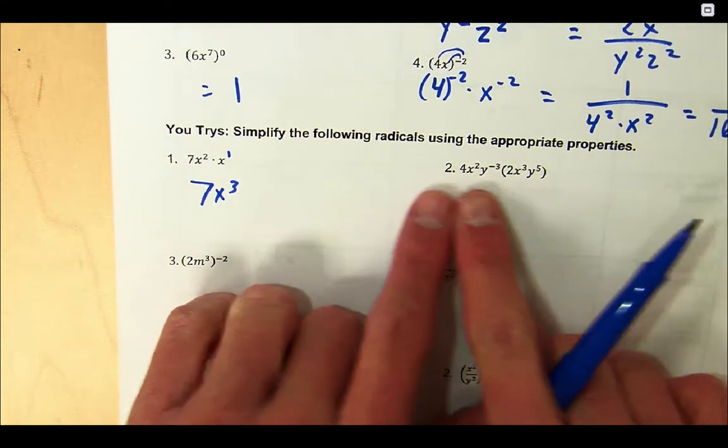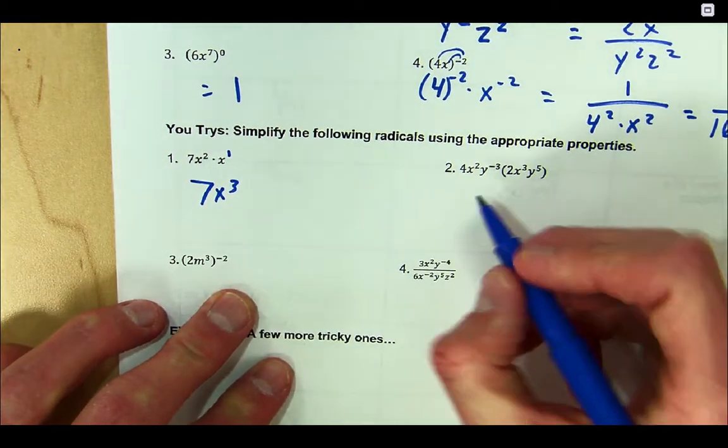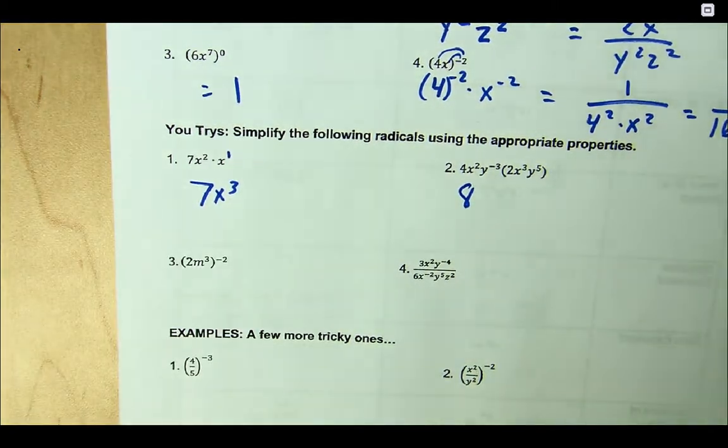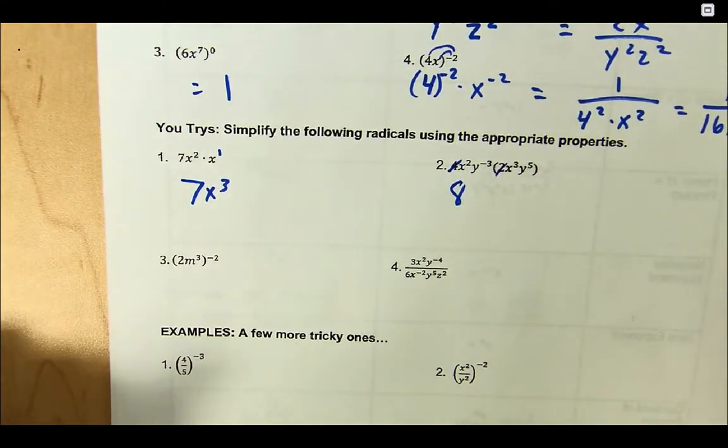In number 2, this is a whole string of multiplication. So I will multiply my 4 and my 2 together. 4 times 2 is 8. So I kind of took care of the 4 and the 2.